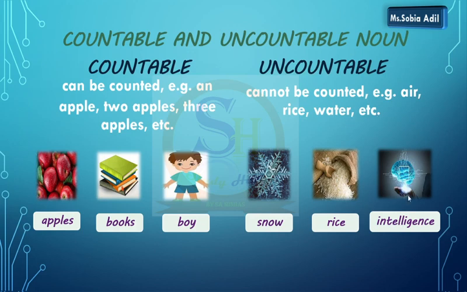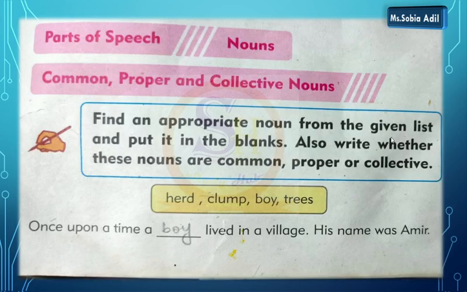आप इन चीज़ों को count नहीं कर सकते, right? It's impossible. For example, snow, अब snow को तो आप count नहीं कर सकते. Rice, अब obviously अब एक राइस आप उठा के उसको count नहीं कर सकते. You cannot count intelligence, आप intelligence को भी count नहीं कर सकते. So this is the difference between countable and uncountable nouns.